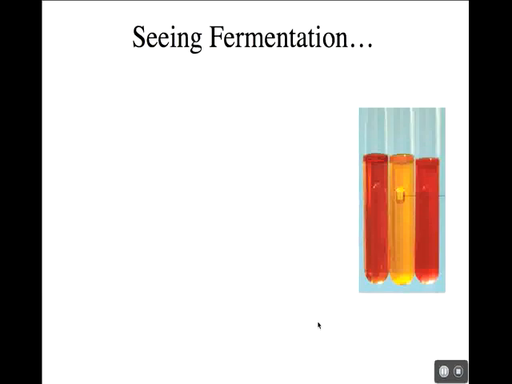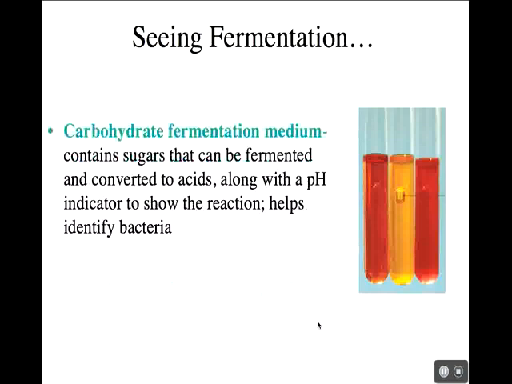You can actually see fermentation in a lab by using a special type of media called carbohydrate fermentation media. This media contains sugars that can be fermented and converted into an acid, along with a pH indicator. So on the left-hand side here, this is the media before there's any bacteria in it. This is sterile. Right? Starts out as a red color. It has a particular sugar in it. Let's say it has lactose in it. Particular sugar, has a pH indicator.